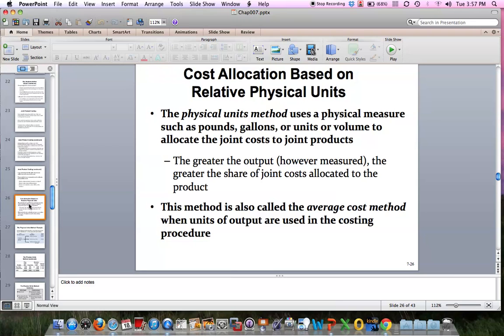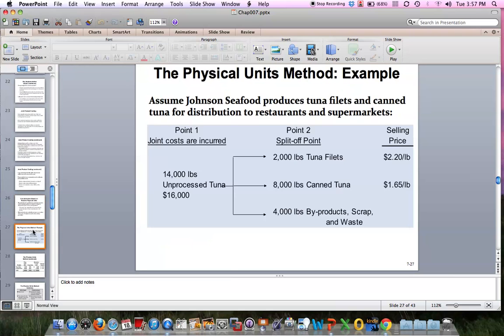This method is also called the average cost method when units of output are used in the costing procedure. So basically the way this will work is it kind of makes sense if we're using a physical unit of measurement that whatever output has the most volume will receive the most cost, if that's in pounds, gallons, units, whatever it is.